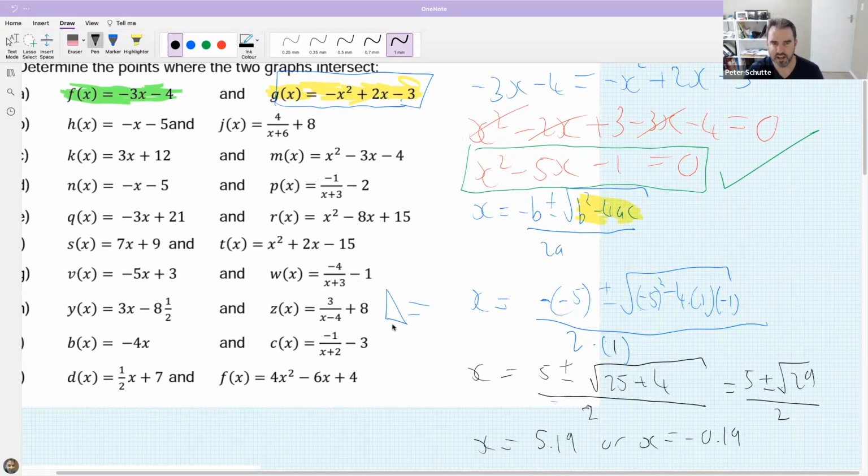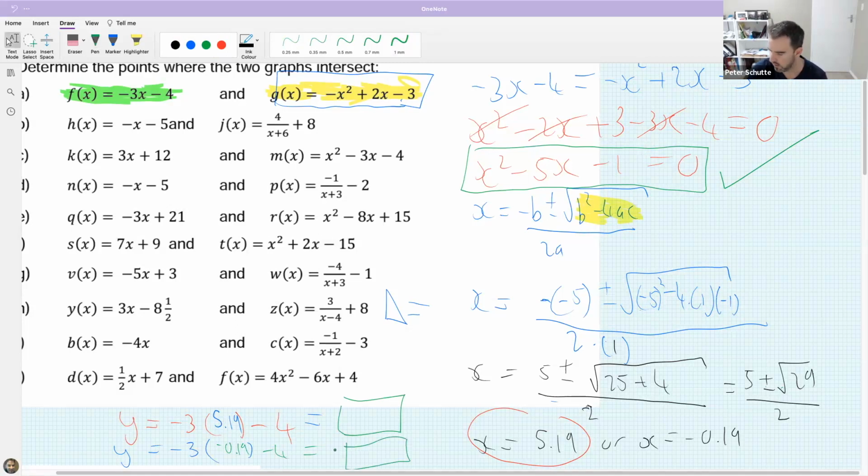And then to get the y value, all we need to do is take the x values and put them back into one of the original equations. And of the two equations, I think the simplest one is the straight line. And so we are going to say 5.19, and then we'll get the y value. And then the other one, we are going to put in the minus 0.19, minus 4, and we'll get an answer for y here and an answer for y here.